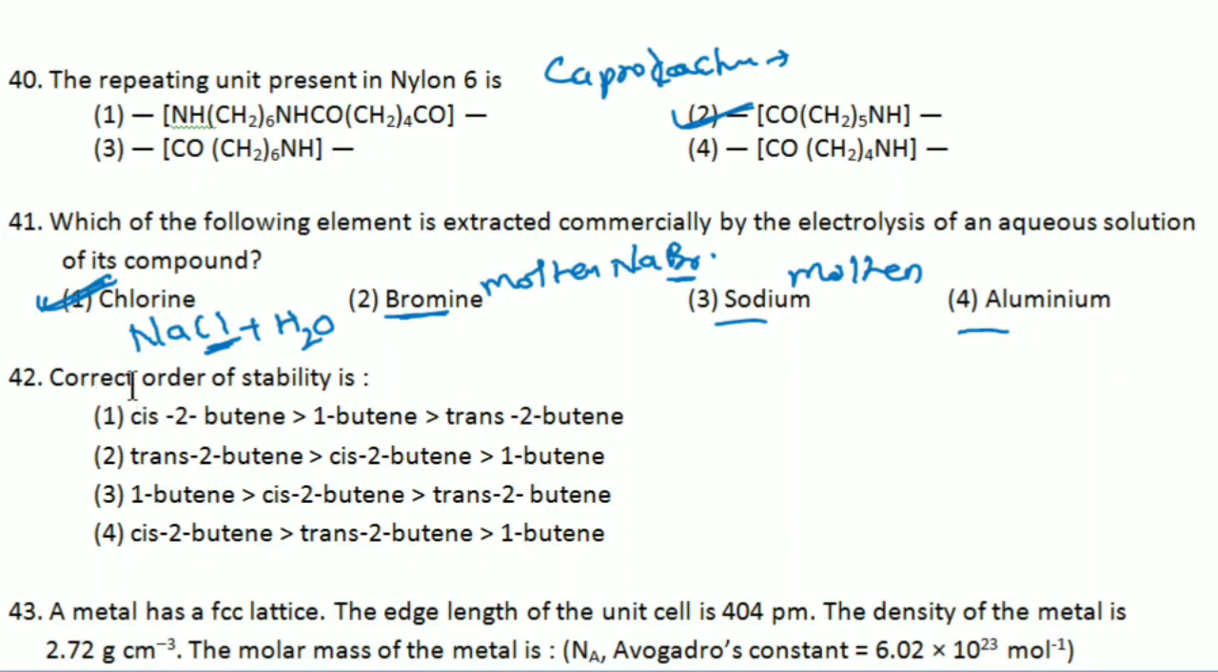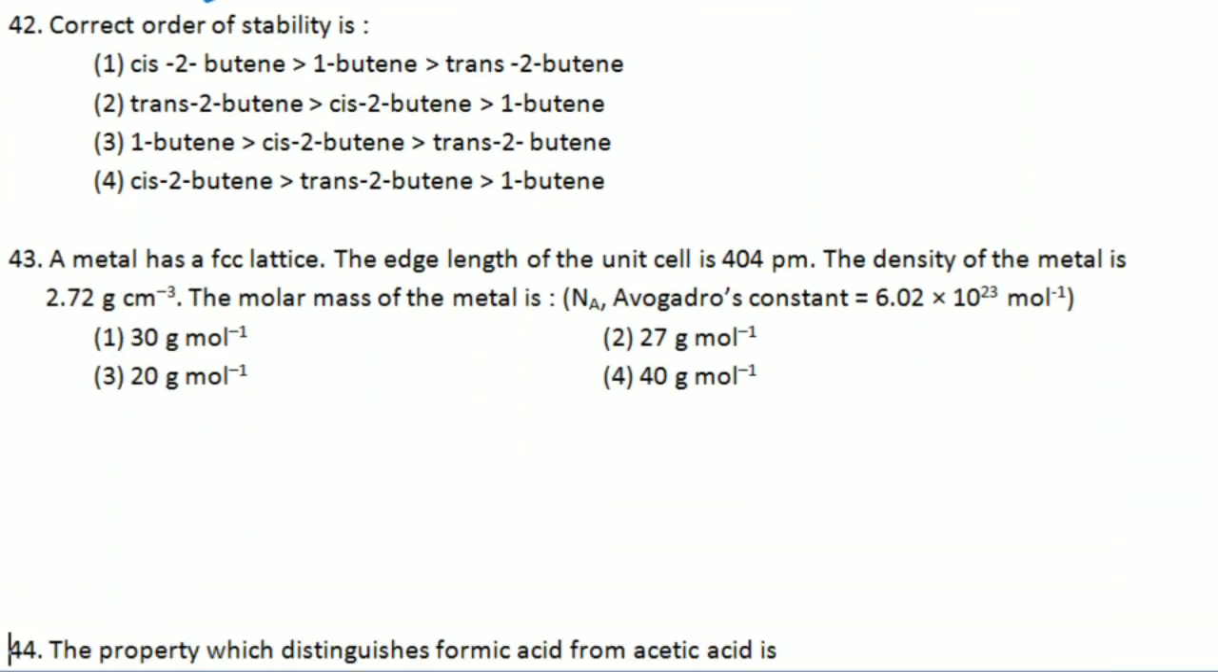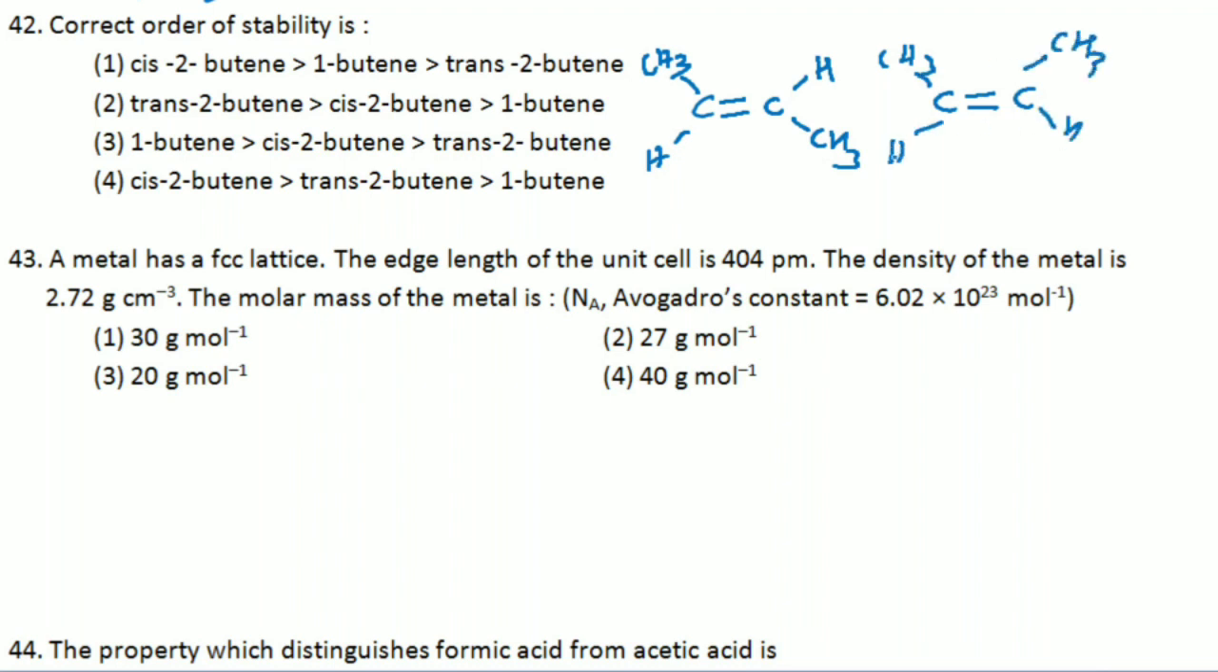42nd question, the correct order of stability in this particular case they are asking. When such a question is asked generally about alkenes, see whether resonance is possible, a conjugated system. But here it is trans-2-butene, cis-2-butene. Trans-2-butene is, remember, CH3 here, H here, CH3 here, H here. Then cis-2-butene means CH3 here, CH3 here, H here and H here. And compared to 1-butene.